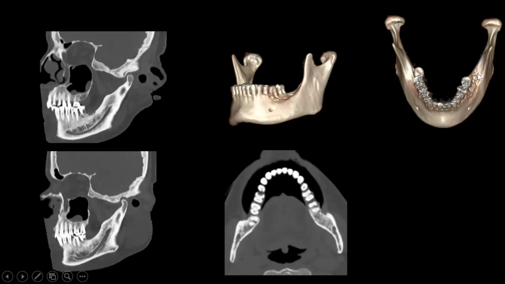These are 3D reconstructs just to give an idea about the presence of erosion and the residual vertical length of the mandible. Actually, we can see the erosion. So this patient then underwent wide excision and marginal mandibulectomy.